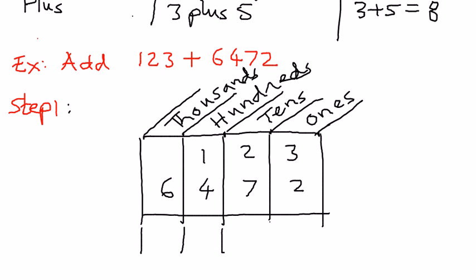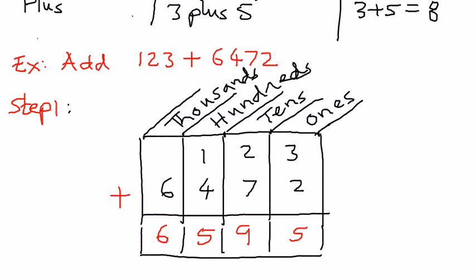When we add, we're going to add them vertically in their particular columns. In the ones place we have 3 plus 2, which is 5. In the tens place we have 2 plus 7, which is equal to 9. And in the hundreds place we have 1 plus 4, which is equal to 5. And in the thousands place there is no number to add in the first row, therefore it just comes down as 6. So therefore this is our answer. This is the sum of these two numbers.